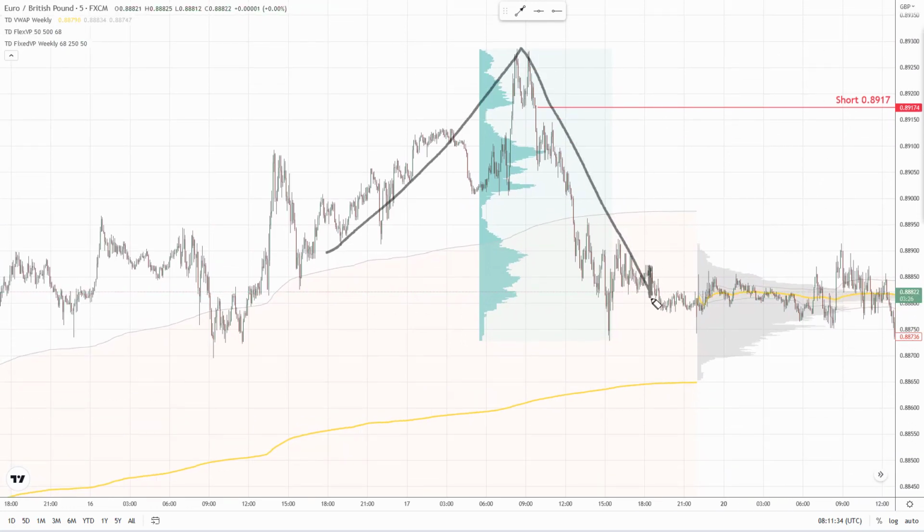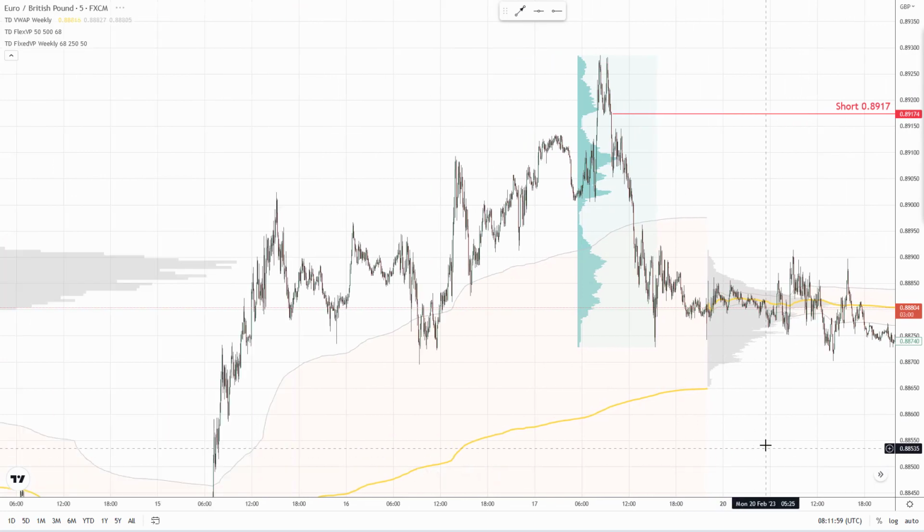This is the rejection, right? And this is the significant volume zone I was talking about. As you can see, I have my resistance at the beginning of that volume zone, right? 0.8917. So this is where I think the price is likely to turn.